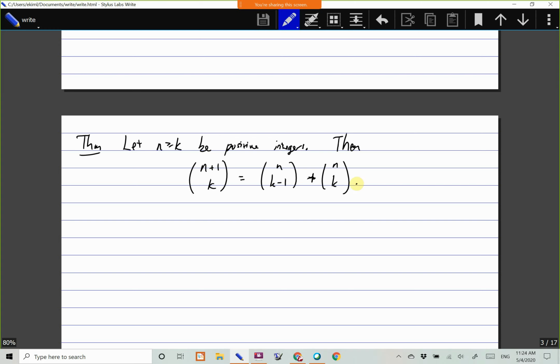So, cool. That's the theorem we're going to prove using this method of combinatorial proof. We can go ahead and start with: let n greater than k be positive integers. Sure. I don't have that in my notes. I'll just do a little better here in class than my notes have.